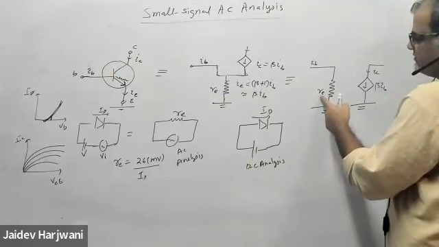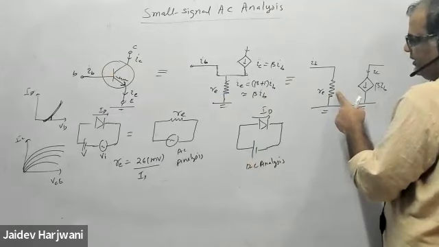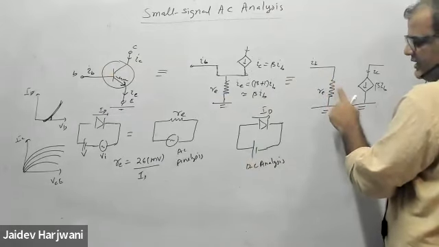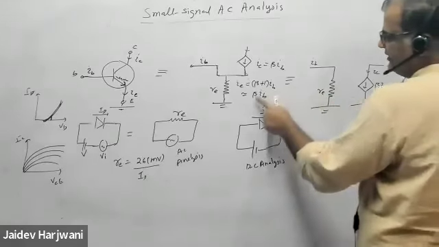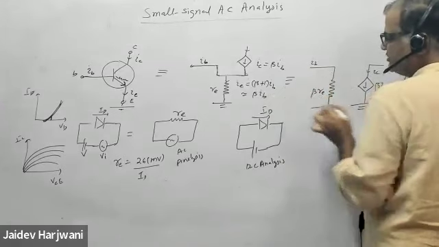Now once I replace by RE, the actual current here is IE. But here the current is IB, so I have to make this current IE. So IE is beta IB. Instead of multiplying the current here, I'm multiplying beta with this one.